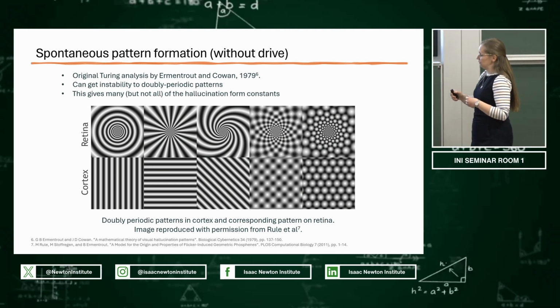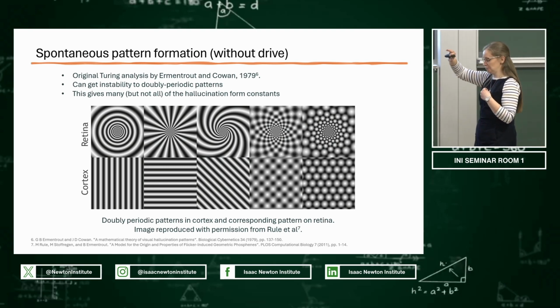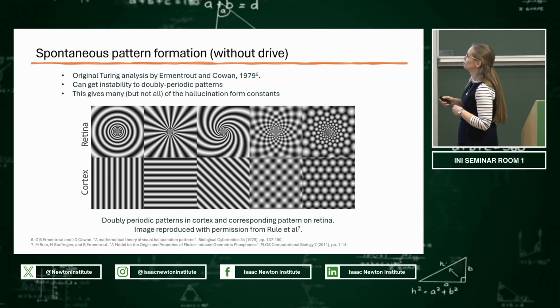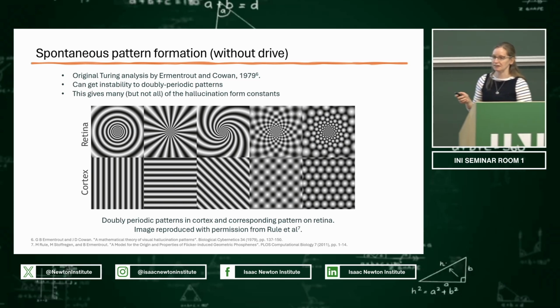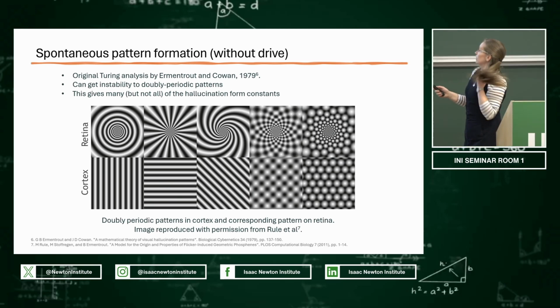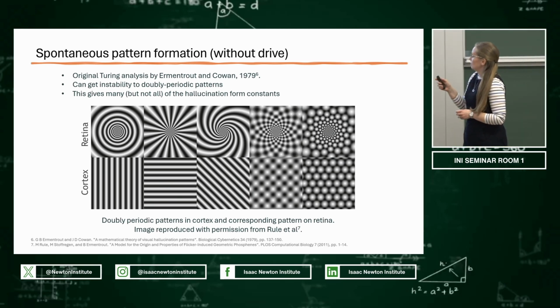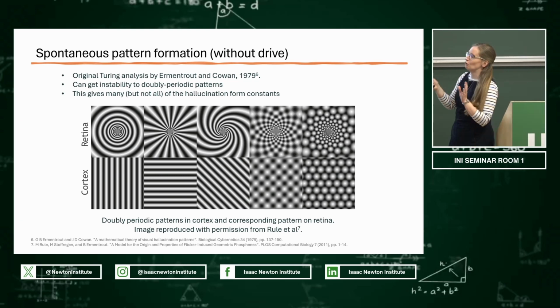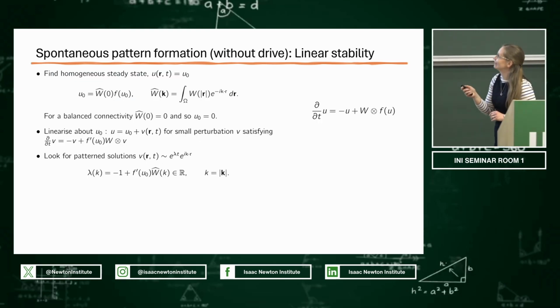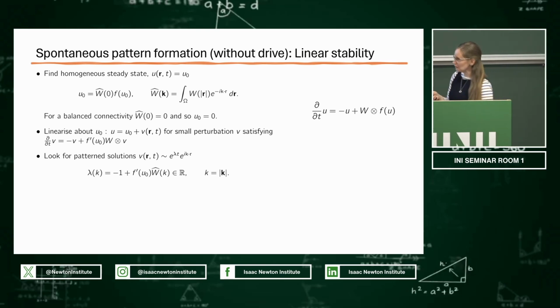And then if you put them back into the retinal coordinates, you recover a lot of these form constants of these hallucinations. So they're not all of them, but I haven't got time to talk about how you get the other ones.